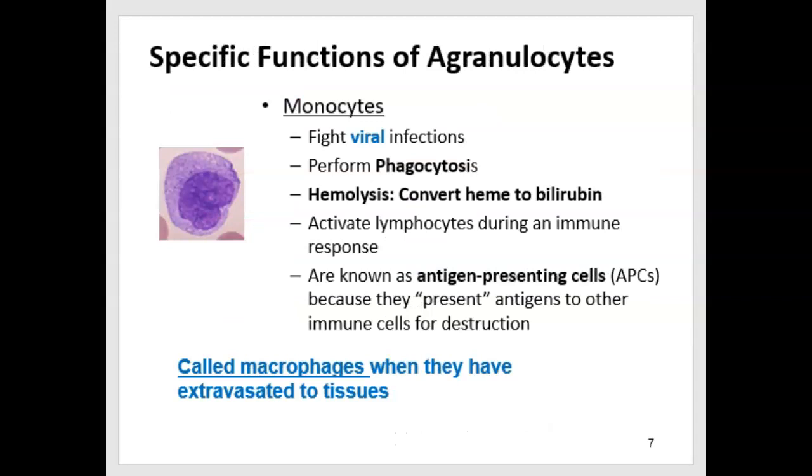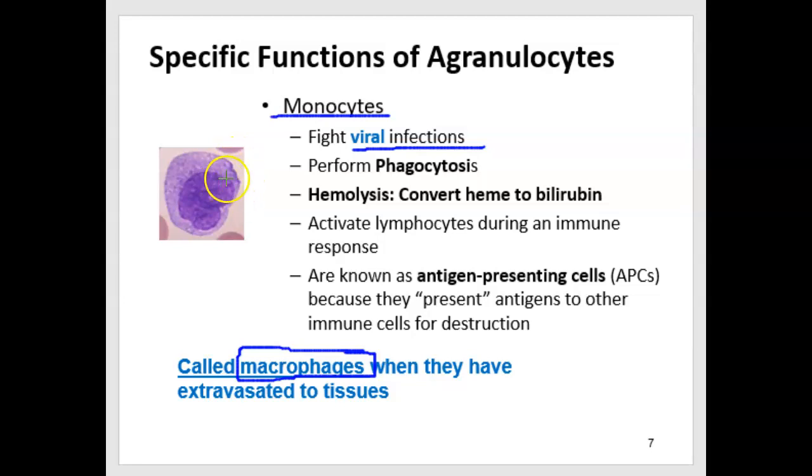Okay, let's look now at agranulocytes, starting with monocytes. So monocytes fight viral infections. They actually transform into cells called macrophages when they leave a blood vessel. So in the blood, we call these monocytes, but when they leave the blood, we call them macrophages.